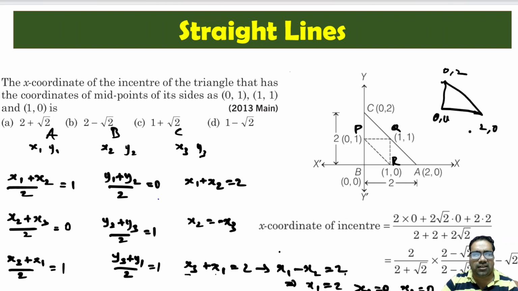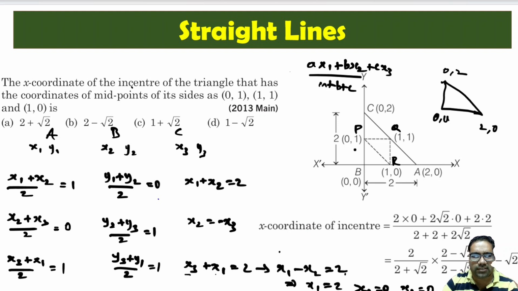Now this is clearly a right angle triangle, and what we want is to find the incenter. We know the formula for the incenter: (a x1 plus b x2 plus c x3) by (a plus b plus c). Similarly, (a y1 plus b y2 plus c y3) by (a plus b plus c). Here, the length of this is 2. The length of this is also 2, and the length of this side is 2 root 2.